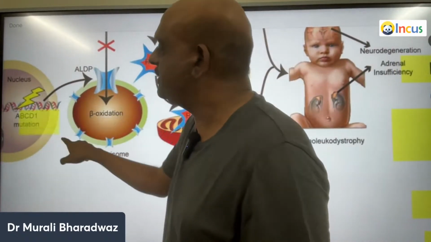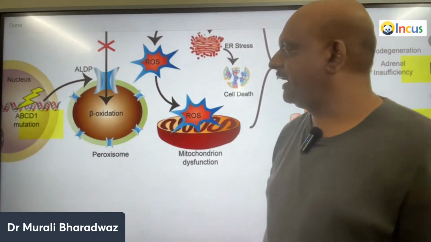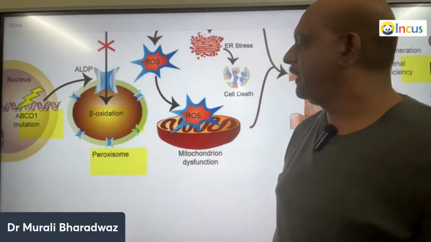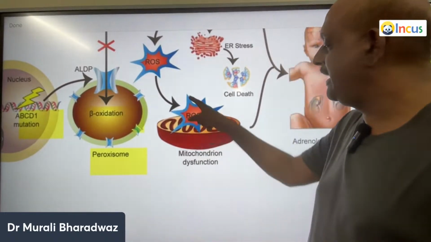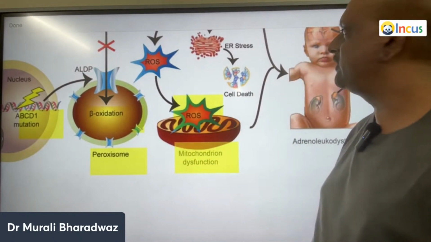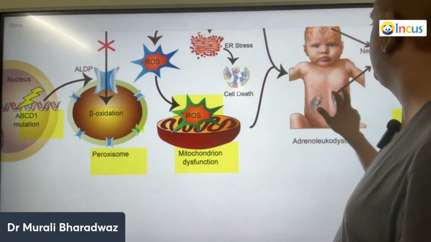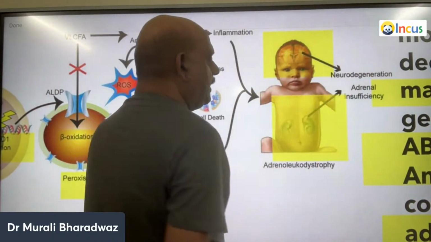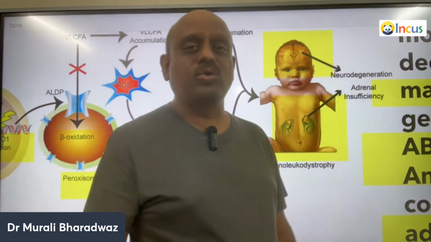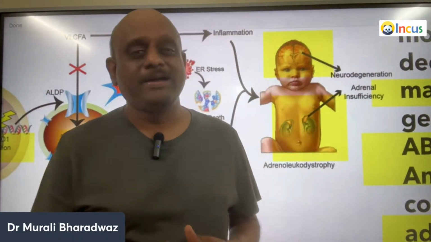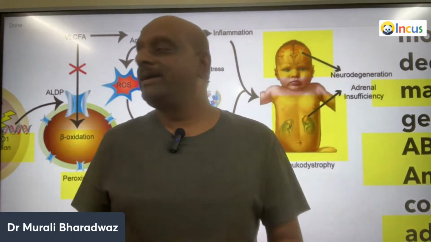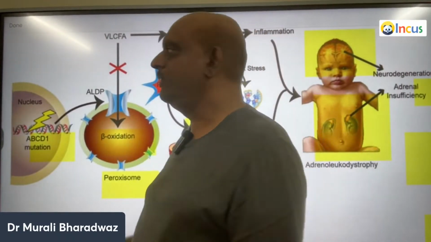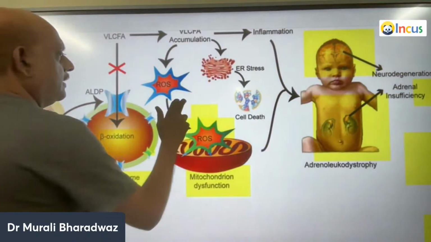So in the nucleus, ABCD1 mutation is there. So that will typically affect the beta oxidation in peroxisome. That leads to free radical injury leading to mitochondrial dysfunction. That in turn will lead to the neurodegeneration and also adrenal insufficiency. Adrenoleukodystrophy is the name of the disorder, which is a peroxisomal disorder, which is because of the ABCD1 mutation, is what you have to ultimately remember.